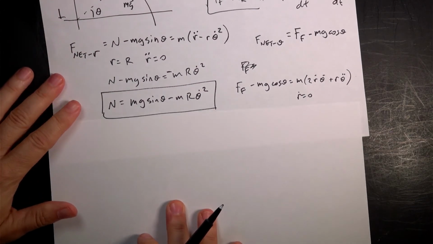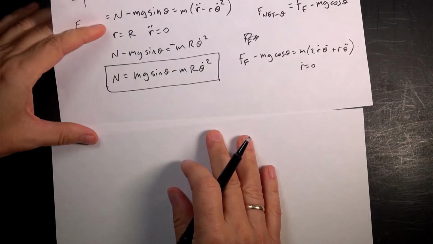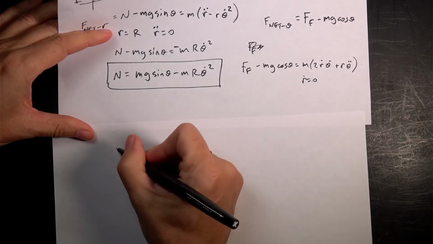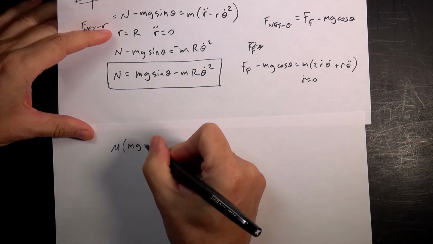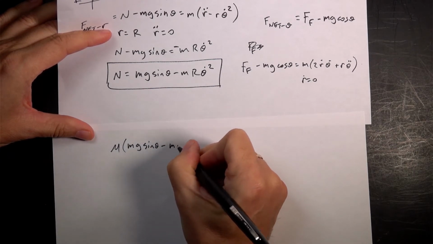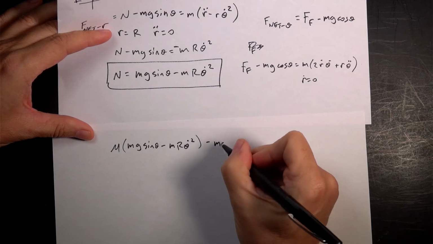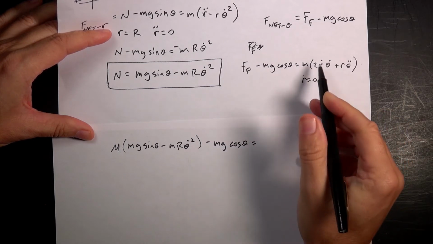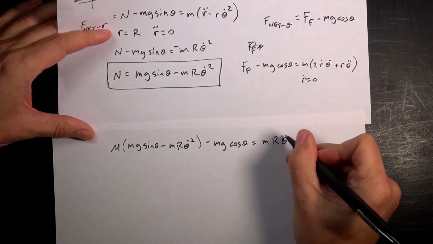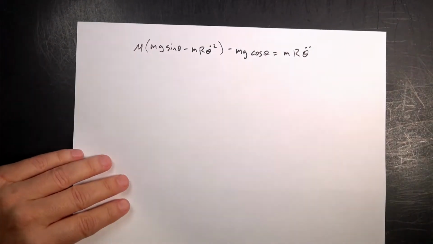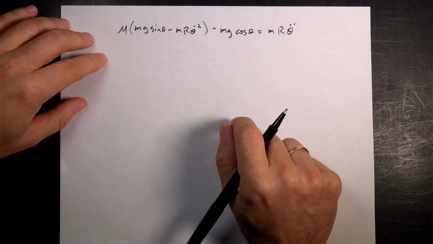Okay, so I have that. Let's just put this in. I'm going to put in F friction as mu times n. I'm just going to write mu instead of mu k. Is that okay? Times n, which is this, mg sine theta minus m r theta dot squared. That's n. And then I have minus mg cosine theta equals, and then I have m, that term 0, and I have r theta double dot. So that's my equation from the Fnet theta and the Fnet r, combining them together.